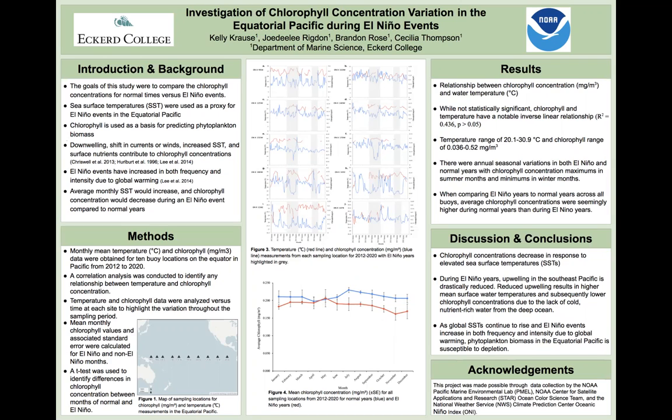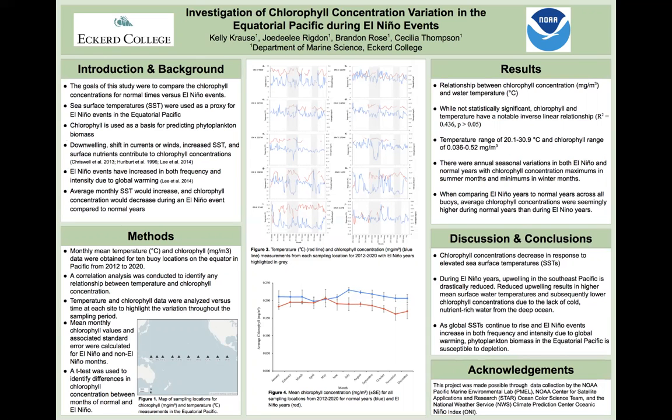Downwelling, shift in currents or winds, increased sea surface temperature, and surface nutrients all contribute to chlorophyll concentrations. El Nino events have increased in both frequency and intensity due to global warming. With both of these things happening, we hypothesized that average monthly sea surface temperatures would increase and chlorophyll concentrations would decrease during an El Nino event compared to normal years.